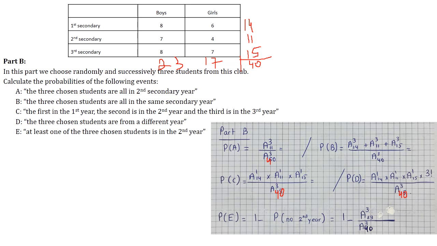Now, what's the difference between C and D? In C they gave you the order, but in D they didn't give you the order. At least one of the three students is in the second year. Every time you see the word at least, you have to change it into 1 minus no one in the second year. What's the meaning of no one in the second year? So second year is excluded. So the three students are going to be from first and third, which is the total 29. So 1 minus A3 over 29 over A3 40. That was the only one that I did the total correct, okay?